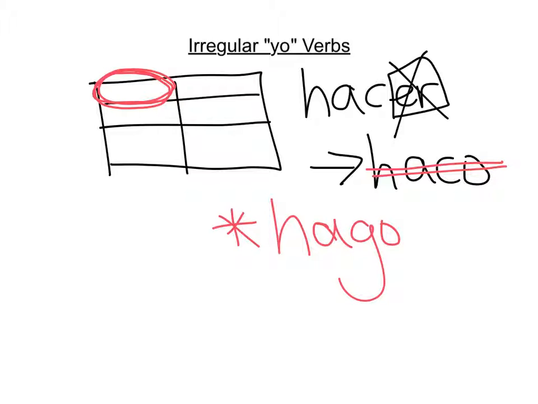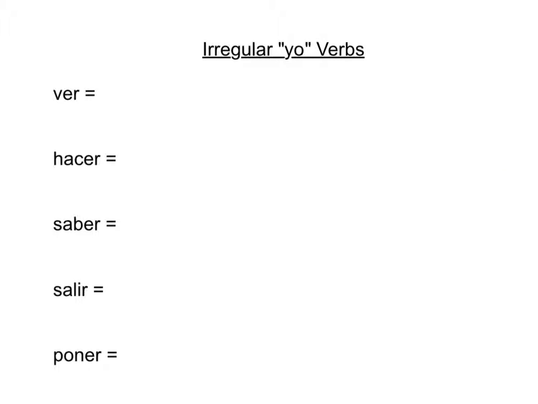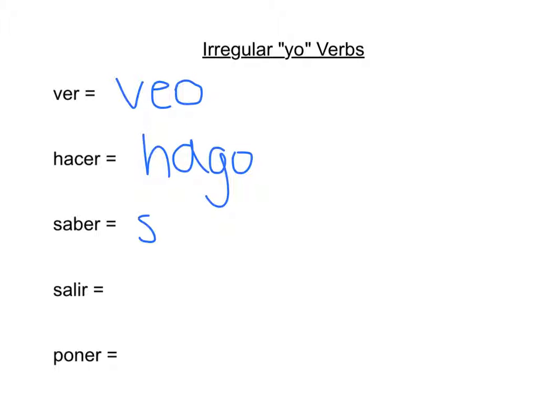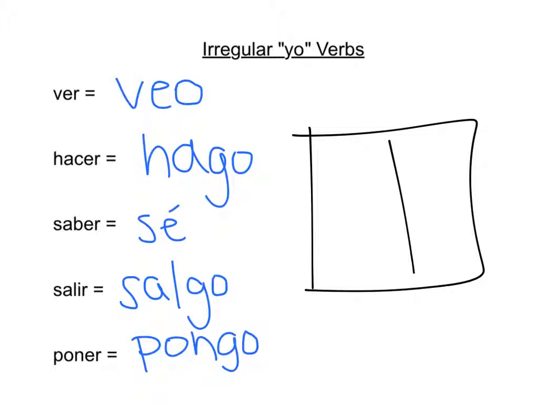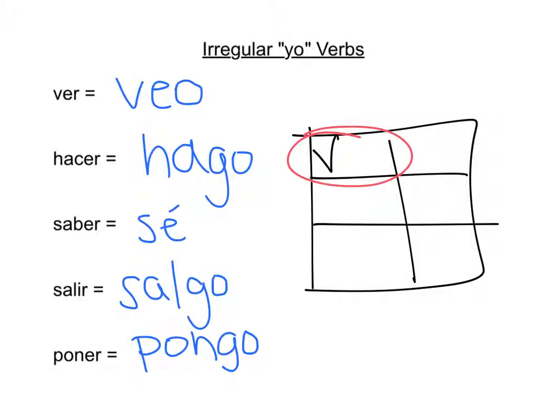So some of your other irregulars are ver, the irregular yo is veo. Hacer, we just talked about, hago. Saber, sé. Salir, salgo. Poner, pongo. Remember, these ones are only irregular in the yo form. So if we have veo for the yo, we have ves, ve, vemos, veis, and ven. Okay, so don't get confused with some of those.